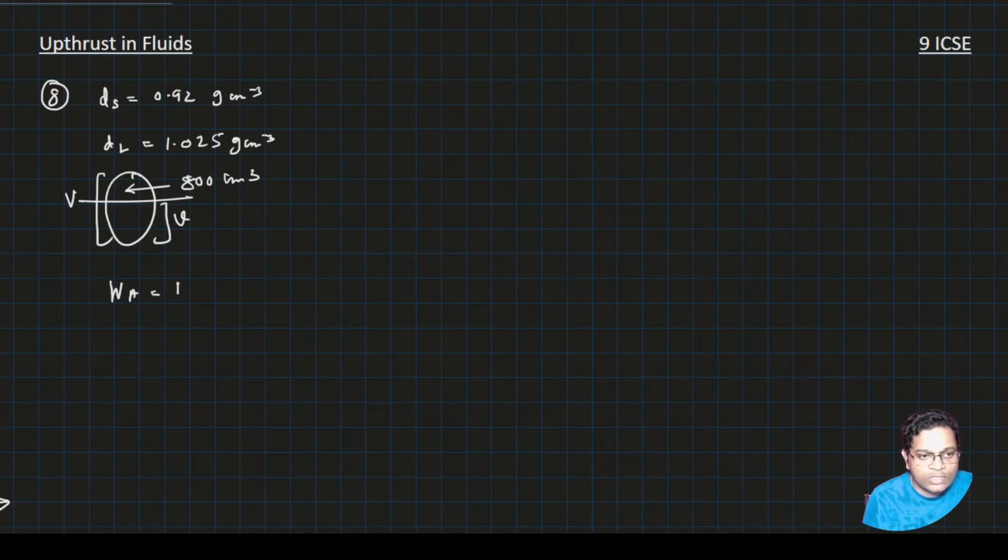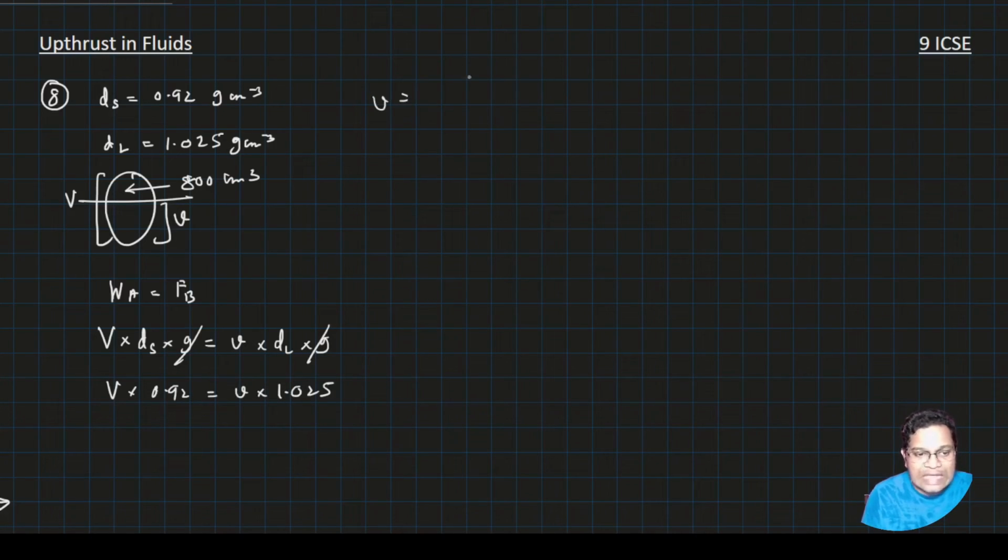The weight in air is equal to the buoyant force because it is floating. So this is total volume times density of the ice times gravity. This is the volume submerged times density of liquid times gravity. So this is getting cancelled. And here we have density of ice is 0.92, this is small v, this is 1.025. So what is small v equal to? That is 0.92 over 1.025 into big V. Now if you shift decimals, you will get 920 over 1025 big V.